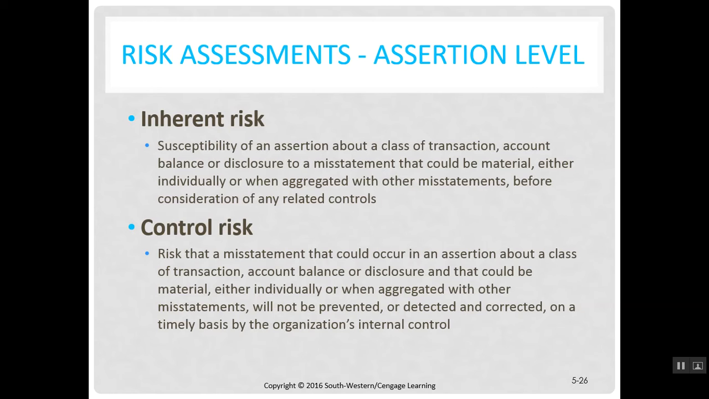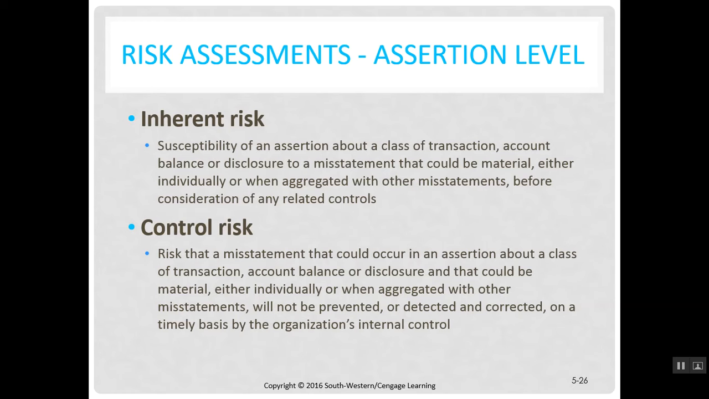There's two different types of risks that we look at: inherent and control risk. Inherent risk is the susceptibility of an assertion about a class of transactions, account balance, or disclosure to a material misstatement that could be material before you consider any related controls. So you're going to have some accounts and disclosures that are inherently risky. An example of this is cash. We've talked about cash. That is a higher risk account. It's more susceptible to fraud. It's more susceptible to misstatement, regardless, before you consider any related controls.